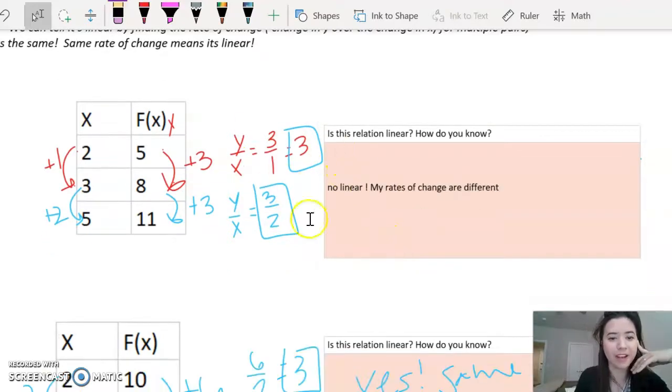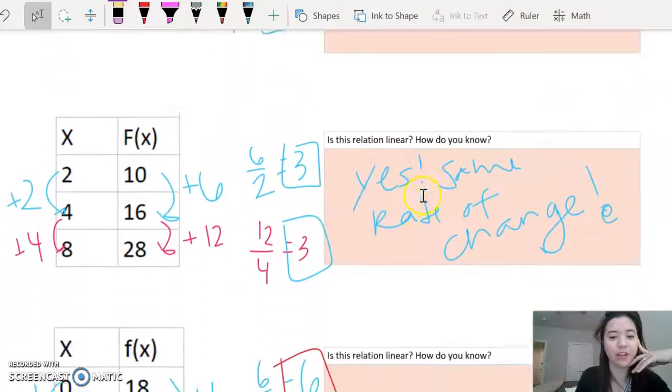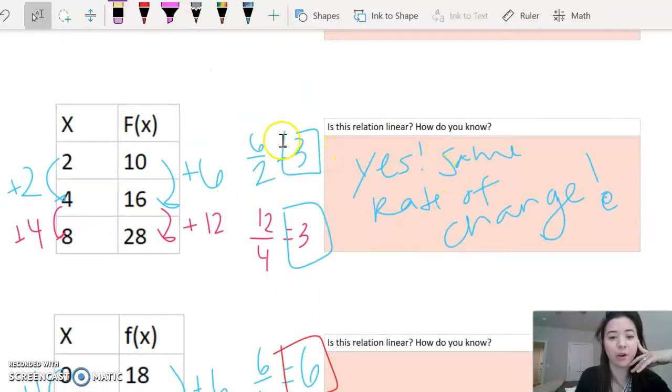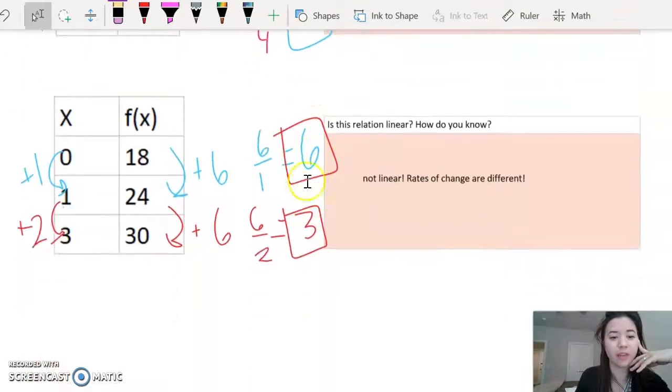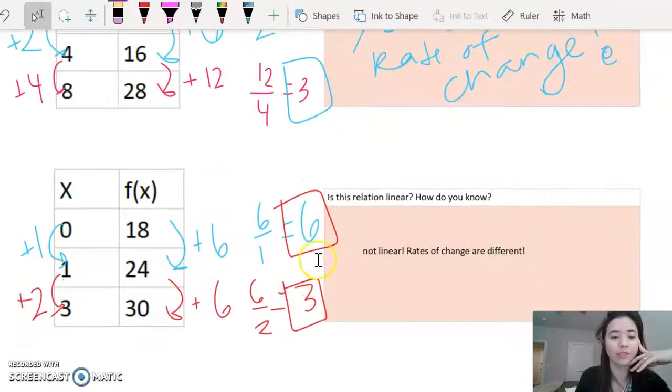About to be out of time, so this was not linear because they were different. The middle one is linear because the rates of change are the same, and the bottom one is no because the rates of change are different.